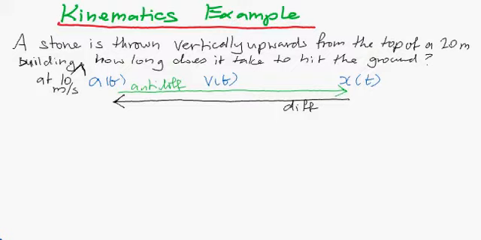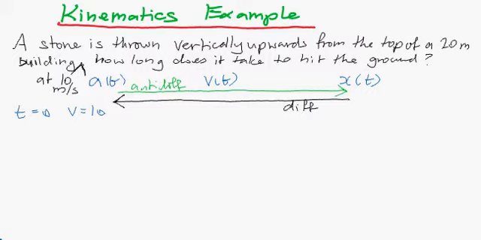So we're throwing a stone vertically from the top of a building at some speed, and we just want to know how long it takes before this stone hits the ground. So what does this actually tell us? It tells us that at the very start, at t equals 0, we're throwing the stone at 10 meters per second, so v equals 10. Note that this is positive 10 because we're throwing it upwards.